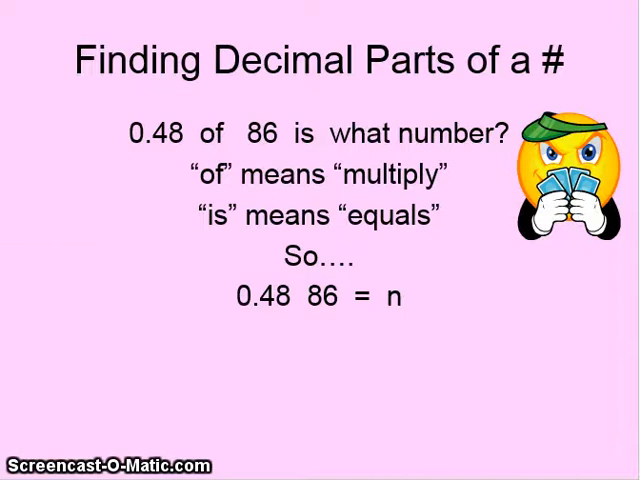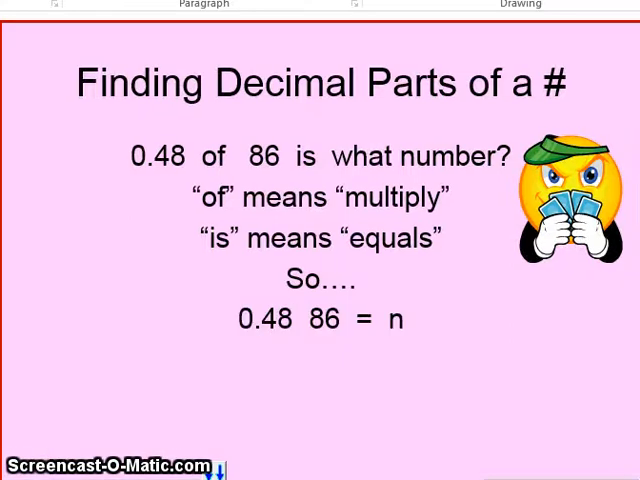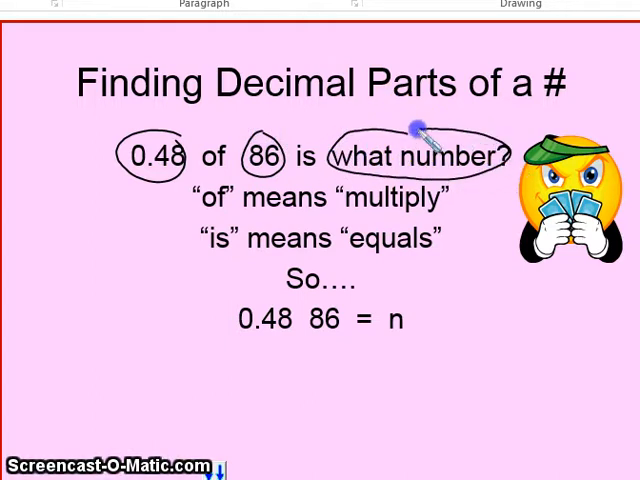Now this example needs to be in your notebook, and it's a little different because here we have to construct the equation ourselves. So it says 0.48 of 86 is what number? Now there's a couple of numbers here that we know we're going to need. We've got 0.48, we've got 86, and here it says what number. Now what number is a hint that we're going to need to use a variable. And it's also got some directional words. Now this says of. Of means multiply. This one says is, and is means equals.